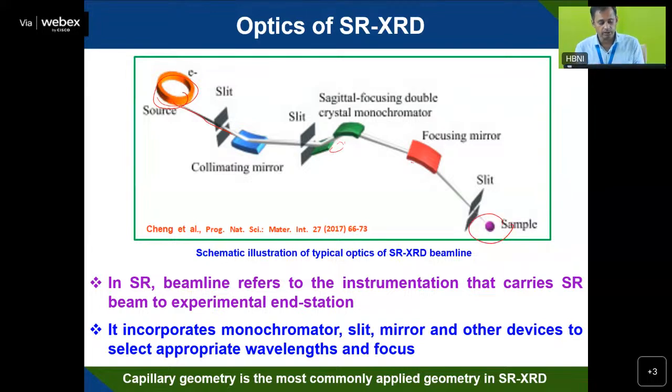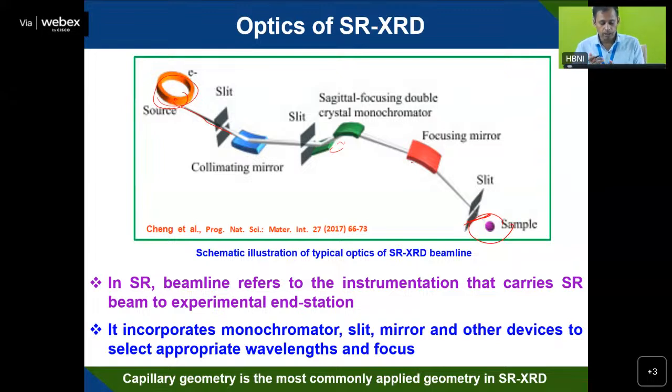In synchrotron radiation, the beam line refers to the instrumentation that carries the synchrotron beam. This whole thing carries the synchrotron beam to the experimental end station. This is the end station where the experiment is done. From here to here, it's called the synchrotron beam line. It incorporates monochromator, slits, mirrors, and other devices to select the appropriate wavelength and focus.